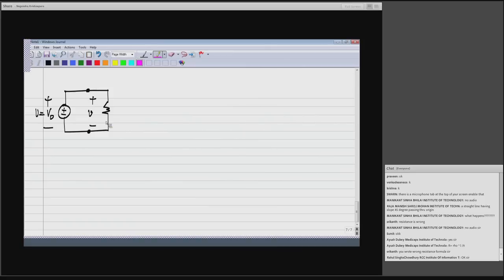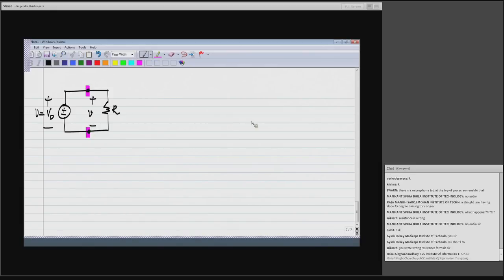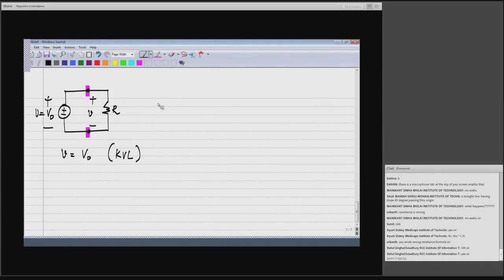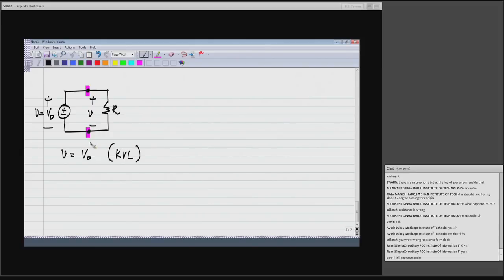Actually, this is a very trivial application of Kirchhoff's voltage law. If you count the drop from here to there and there to there in the resistor, the sum will be equal to 0. Okay. So under these conditions, V will be equal to V0. This is by KVL, and this is so obvious that we don't think of it as an application of Kirchhoff's voltage law, but that's what we are doing here.